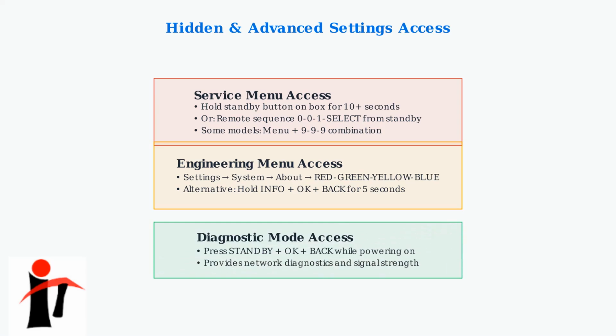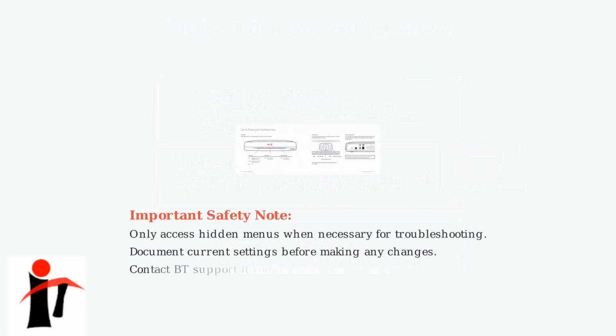Diagnostic mode offers network diagnostics and signal strength information. Access it by pressing Standby, OK, and Back buttons together while powering on the box. These hidden menus reveal advanced options like device management settings, where you can configure automatic standby times and power-saving modes for optimal performance. Remember to use these hidden settings responsibly.